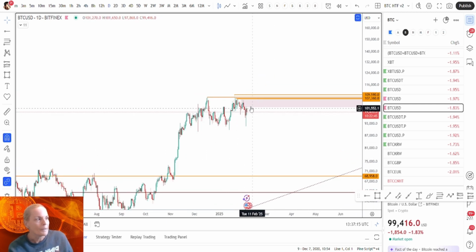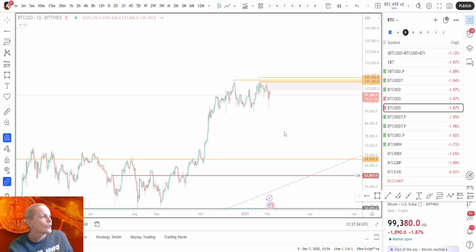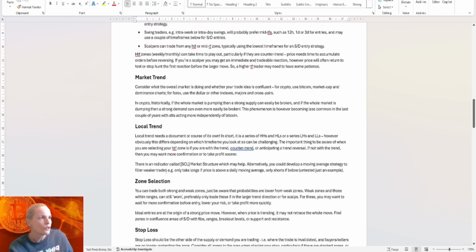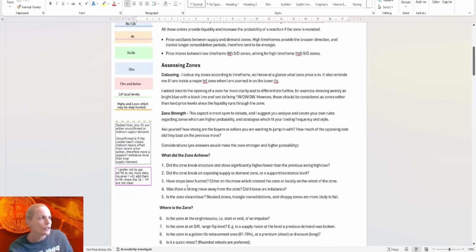But if you want it to be, it really is as simple as saying, right, we have a 3-day supply, I'm entering there, my stop's above the 3-day, and letting it play out. So yeah, that's just considerations for overall strategy. So zones, go back to zone selection.